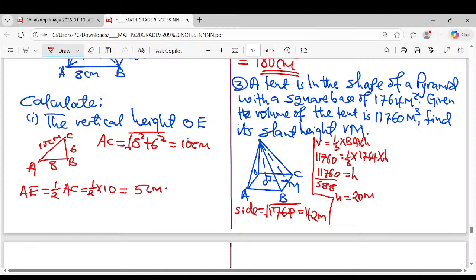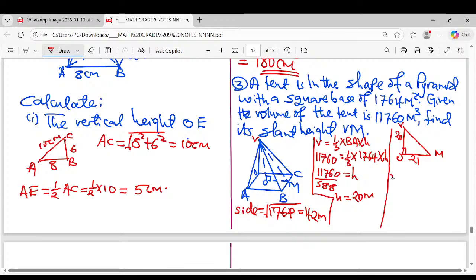20 meters. So if the square measures 42 by 42, let's have this as V. I'm going to have a smaller triangle here. So that this is M, this is O, this is V. OV is the height, which we found to be 20. This is 90. OM is half of AB. If AB is 42, then OM will be 21. Then from this I need to get VM.